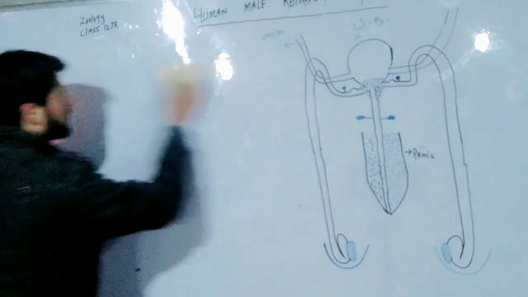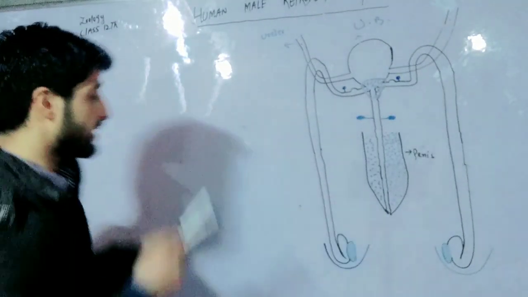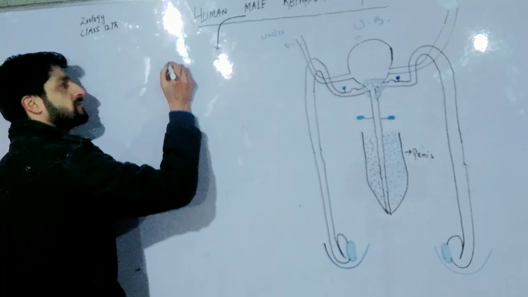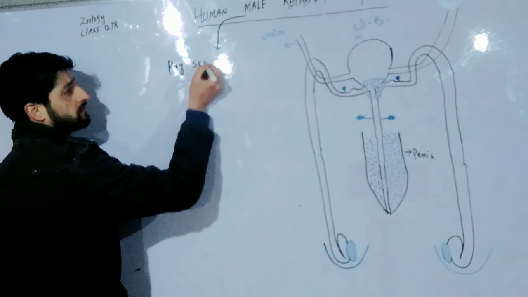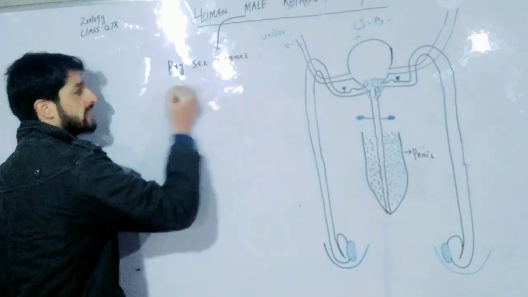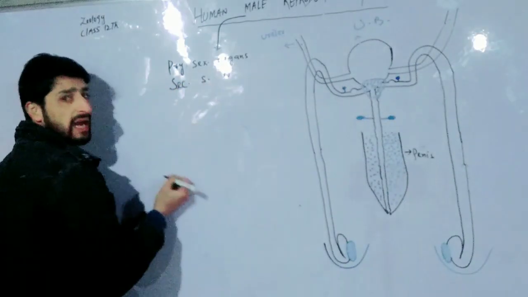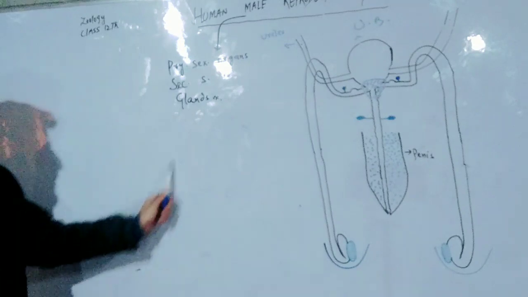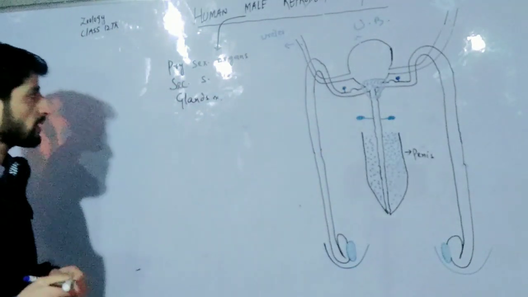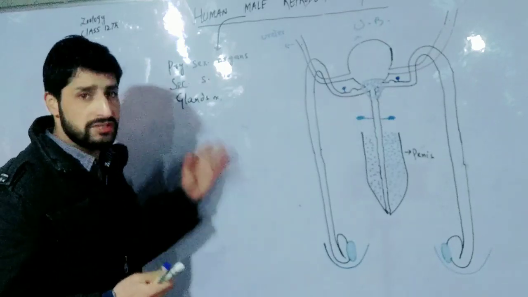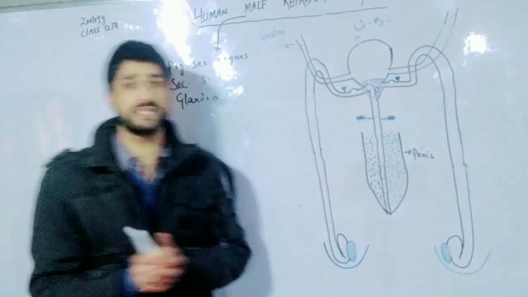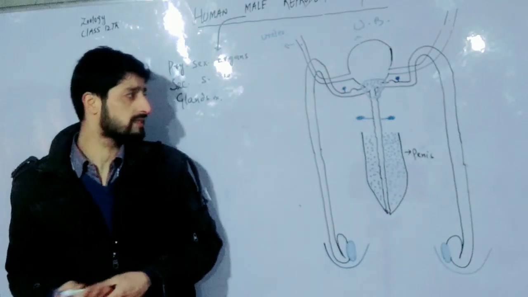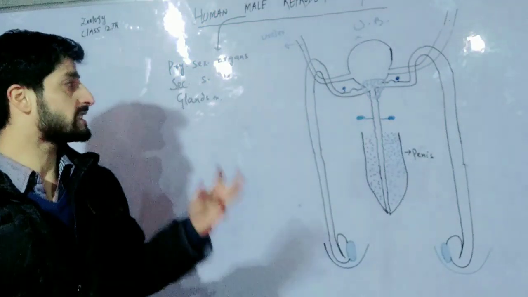Now, before going through the introduction of human male reproductive system, let me make you people aware that this human male reproductive system contains primary sex organs, secondary sex organs, and some glands, reproductive glands that are essential for the functioning of reproductive system. In our first or second lecture, we have studied that the primary sex organs in case of males include testicles. These testicles are responsible for formation of sperms or spermatogenesis, as well as for the formation of male sex hormones.